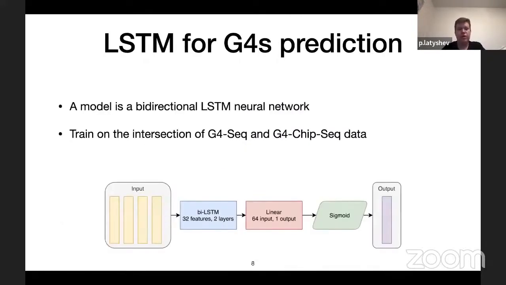And I chose an LSTM architecture for the model. This is a simple model of one BLSTM layer. It is bidirectional because they work better on long sequences. Our sequences are long, they're 5,000 nucleotides. Then we have a linear layer that predicts quadruplex formation on each position. And we trained it on the intersection of both datasets.